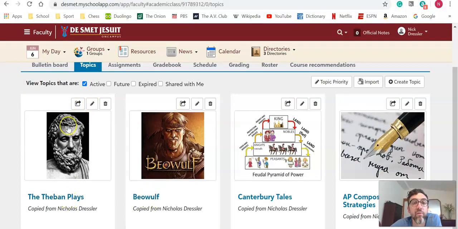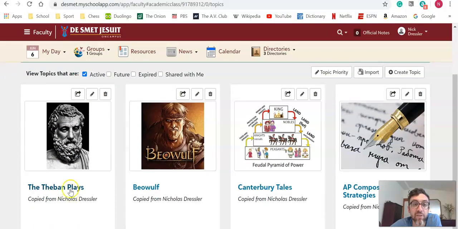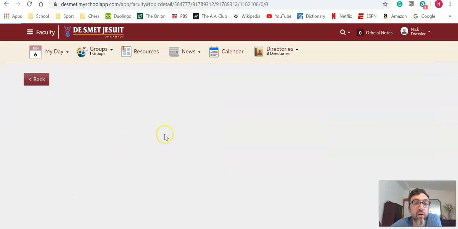So this would start with, in AP, I go chronologically. So we'd start with Greek Plays, go to Beowulf, go to Canterbury Tales, and this kind of neatly divides all the information that you would want into different blocks, and therefore the students know where to go to get the resources that you are wanting to give them.